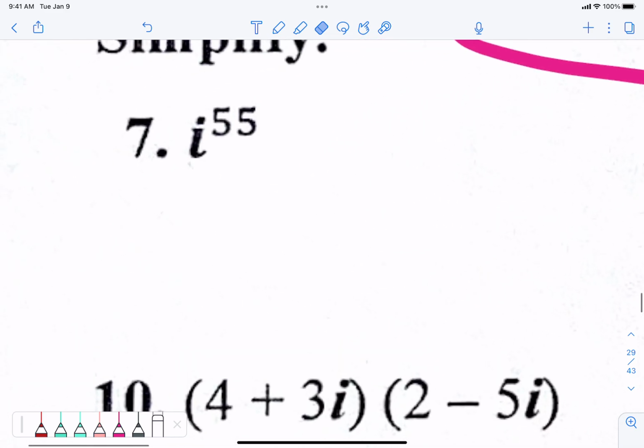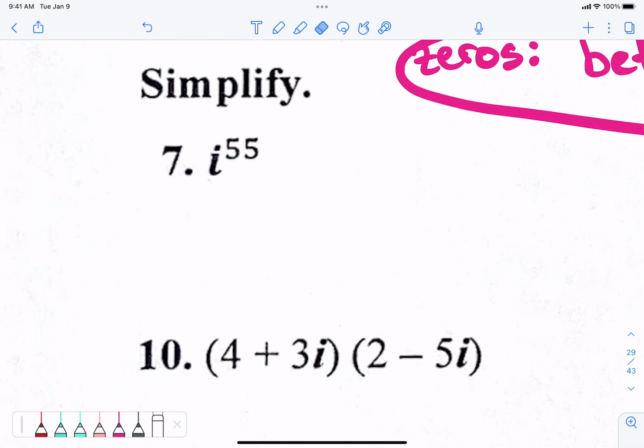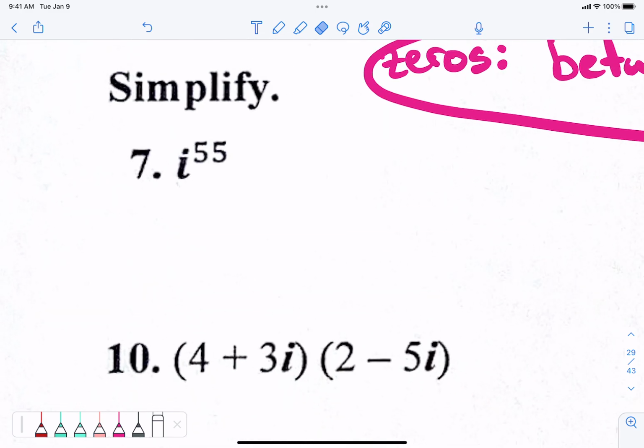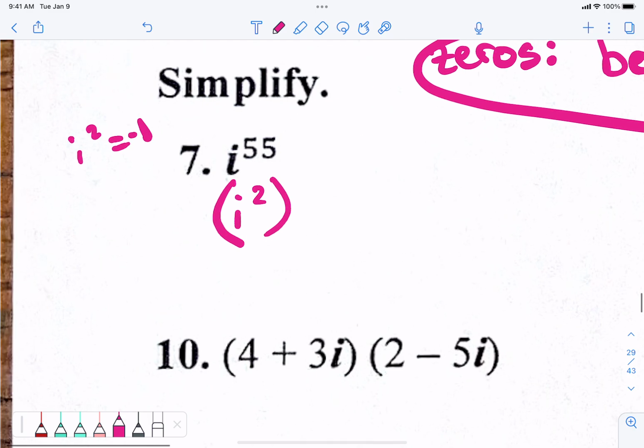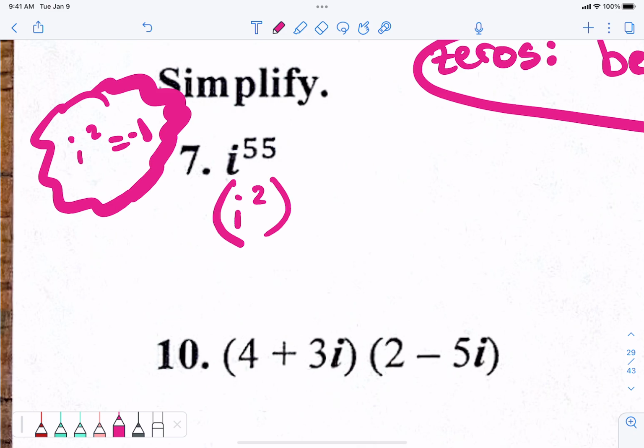Let's go. Number 7. Bleh. 7 is the ugly one. The rest of them are not terribly bad. I to the 55th power. We want to break him down. I don't know what I to the 55th power is, but I know what I squared is. -1. It's -1. So this is just I. Write that down. I squared equals -1, and then put like a little bubble around it so that you can refer back to that.